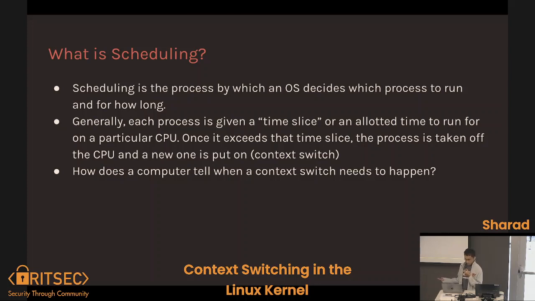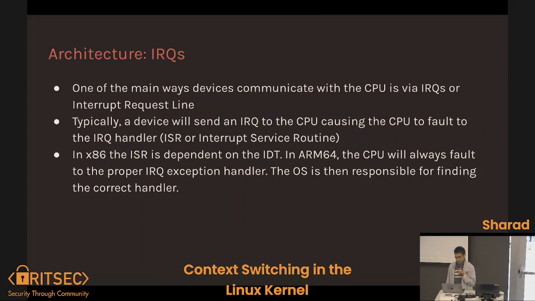So one big question is, how does a computer tell when a context switch needs to happen? Generally, a computer does not have a sense of time, and that's a problem that a particular device actually fixes. Before we discuss that device, we first need to discuss IRQs. IRQs are the way devices communicate with the CPU. Typically, if a device needs attention, it'll trigger an IRQ line, and that'll tell the CPU to run the ISR, or the interrupt service routine. That essentially is a software handler for the device. Typically, the ISR is located in the driver or somewhere similar.